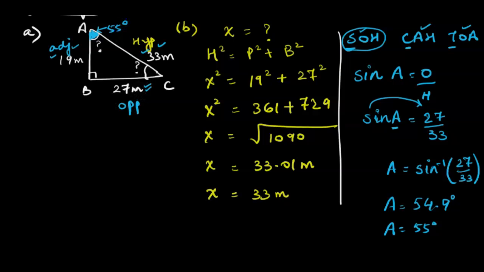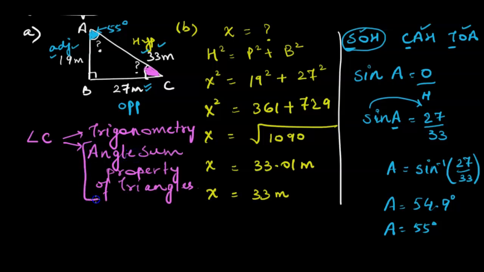Next we have to solve angle C. To solve for angle C, we can either use trigonometry, as we can use the relationship between angle C and the sides known, or we can use angle sum property of triangles. Because this is easier to use, we would opt for angle sum property of triangles, and that is angle C is equal to 180 minus the sum of angle A and angle B, because the sum total of A, B, C is 180 degrees.